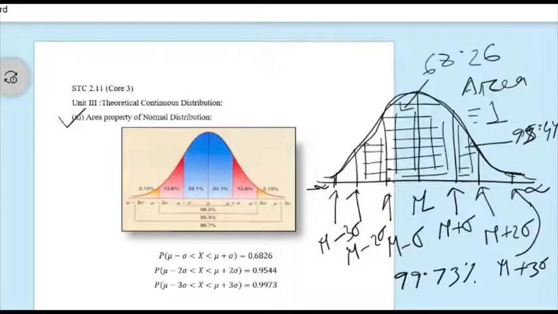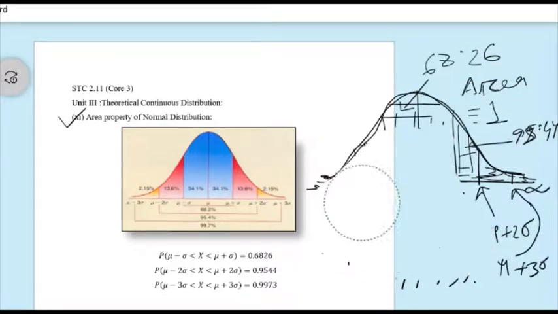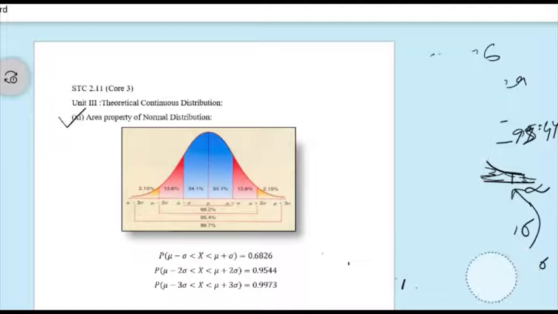Less than 1% area is left from minus infinity to mu minus 3 sigma and from mu plus 3 sigma to infinity. So almost the entire area is covered from mu minus 3 sigma to mu plus 3 sigma, which is equal to 99.73%. Again, this is in terms of mu and sigma.